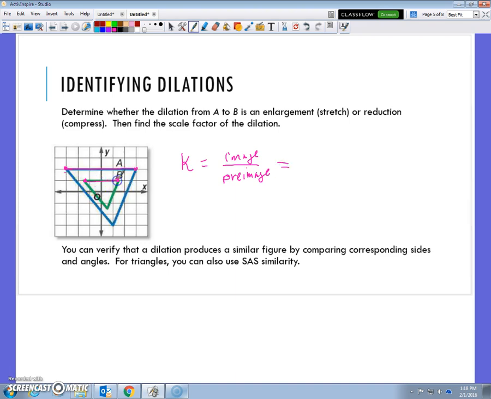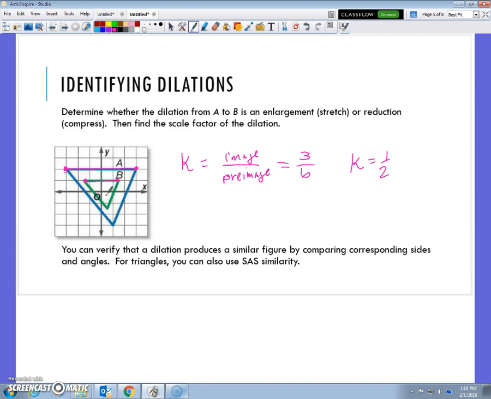So 1, 2, 3, a distance of 3. And my pre-image, where I started, has a distance of 1, 2, 3, 4, 5, 6. Okay, so in this case, my scale factor, represented by K, would equal 1/2, and that does represent a compression, which makes sense because we can obviously see that the pre-image and the image itself, the image has gotten smaller from A. So you can see kind of how it works.